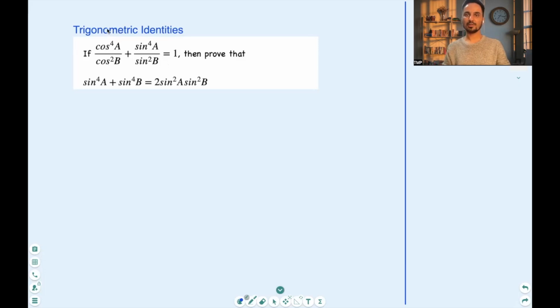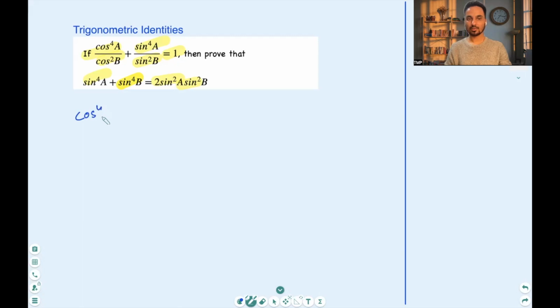Today we are solving a trigonometric identities question, and the question is, if cos to the power 4a over cos square b plus sine to the power 4a over sine square b equals 1, then prove that sine to the power 4a plus sine to the power 4b equals 2 times sine square a times sine square b. And we will approach this problem by breaking down what is given into smaller pieces. So let's get started without wasting much time.